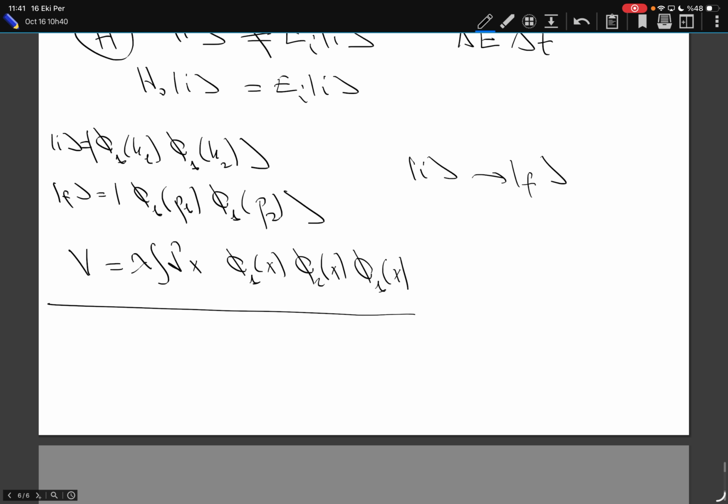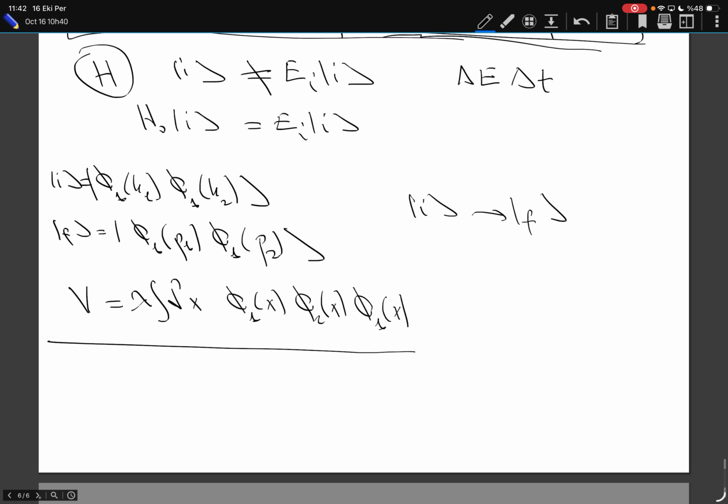Okay, let's go back over here. This is the problem I would like to study. I have two states. Both of them contain only phi1 field. They don't contain any phi2 field. And I would like to calculate the transition amplitude between those two states. And the interaction I have is given by this term over here.